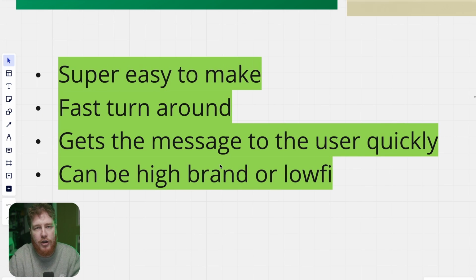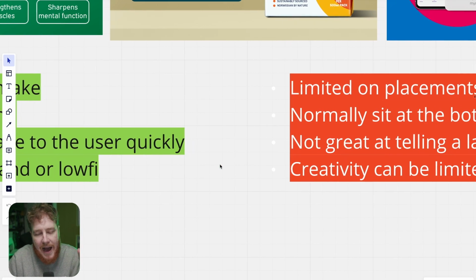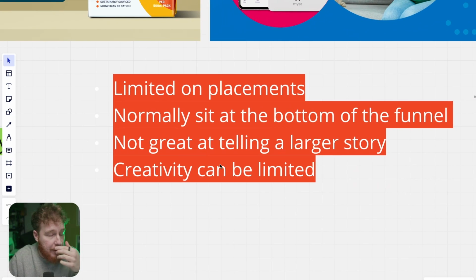I'm an advocate for static ads. I think they are fantastic in your ad account. They work brilliantly, but at heart, I'm a video guy, and that's the other type of ad creative we're going to be talking about in just a second. But let's carry on focusing on our photos, sorry.